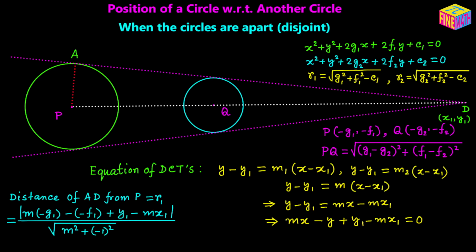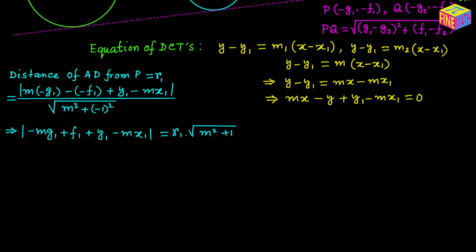So in place of x and y, I have used negative g sub 1 and negative f sub 1. And I am simply using that formula for the distance of a line from a given point. And from here we can say the absolute value of this quantity will be equal to r sub 1 times the square root of m squared plus 1. Now to get rid of the square root on the right hand side and the absolute value sign on the left hand side, we can square both sides.